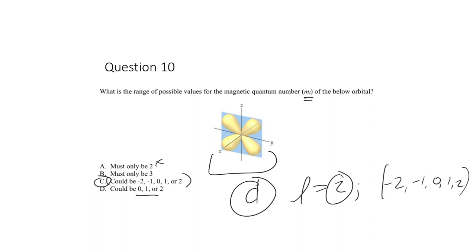So if this question said, what is the range of angular momentum quantum numbers L? The only value possible is 2. And if it had asked, what is the possible n value for this orbital? You could say, well, n could be 3, because that's the first time we have a d subshell, or 4, or 5, etc.